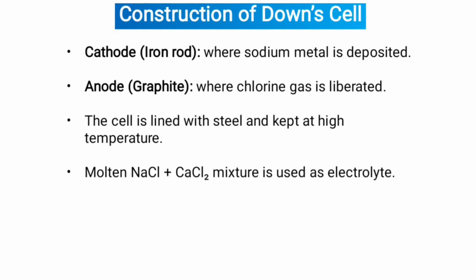Construction of Downs cell: cathode, iron rods where sodium metal is deposited; anode, graphite where chlorine gas is liberated. The cell is lined with steel and kept at a high temperature. A molten NaCl plus calcium chloride mixture is used as the electrolyte.